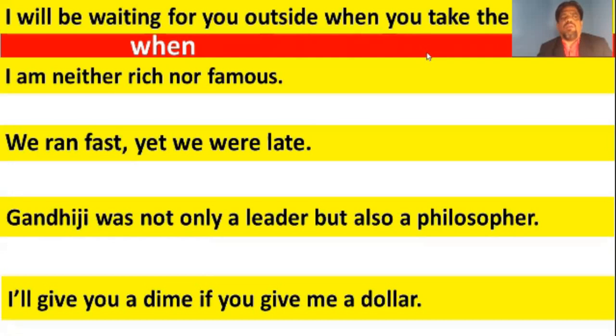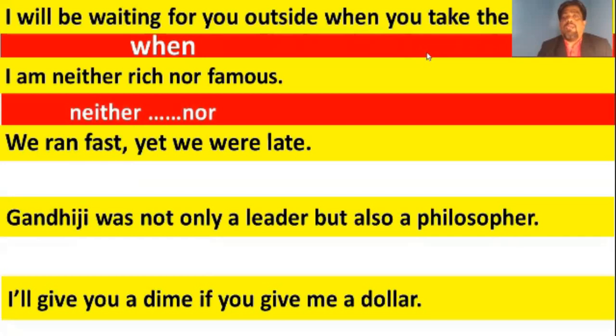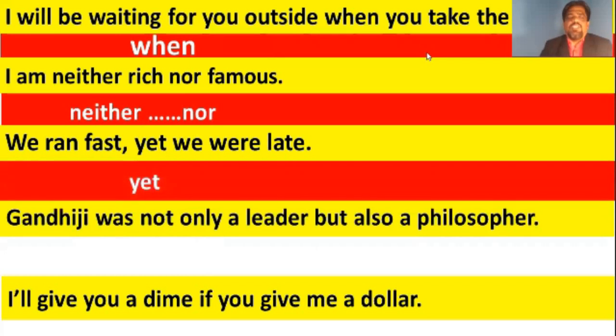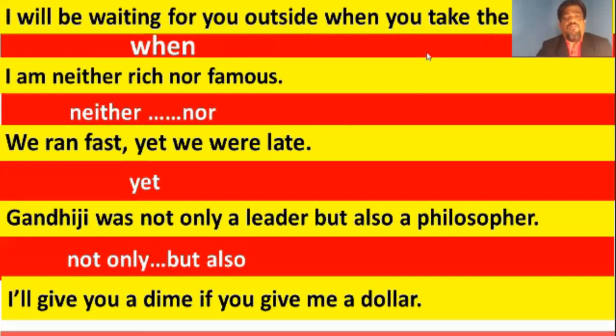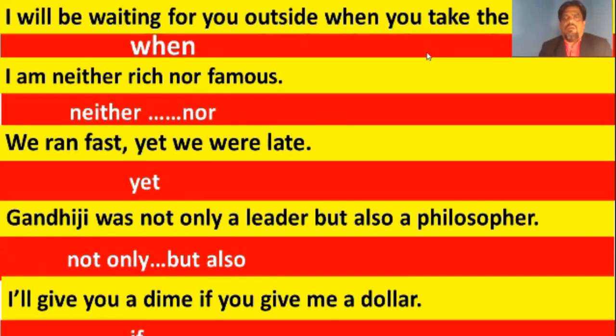Next, "I am neither rich nor famous." Yes, there is a paired conjunction. "Neither... nor" is a conjunction. "He ran fast, yet." Yeah, "yet" is a conjunction. "Gandhiji was not only a leader, but also a philosopher." "Not only... but also." Then, "I will give you a dime if you give me $1." "If" is a conjunction. Now it is easy to identify the kind of each.